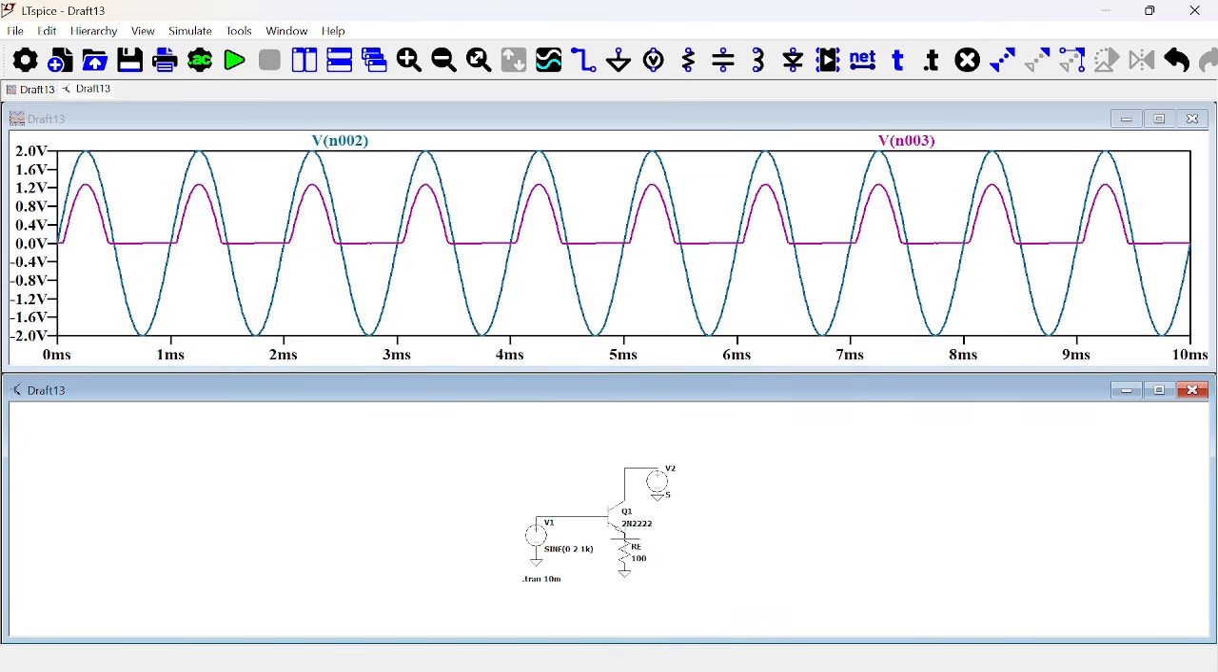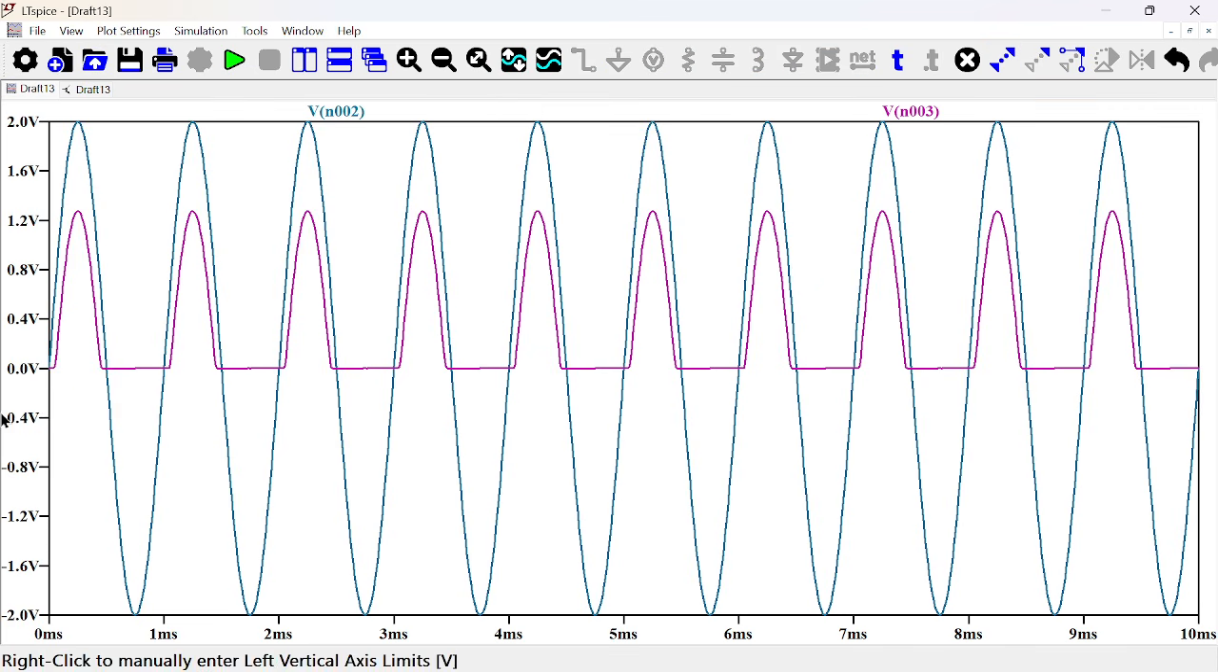So why are we getting these clippings? This was explained in the last video. When the input signal is not enough to bias the transistor, the output will stay off until the input signal is somewhere here, enough to bias the transistor. That is when the output begins to follow the input. That's why we call it emitter follower.